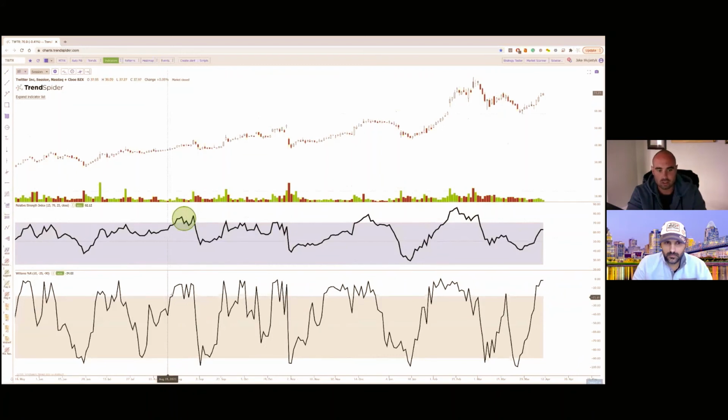So what I like to do is anytime that the percent range is starting to become overbought or above -20, that tells me that momentum is really starting to pick up. Notice here that the RSI becoming overbought generally was a little bit of a signal that we're starting to get toppy. But even on Twitter, it didn't do a ton. So what I like to do is cross-reference these.